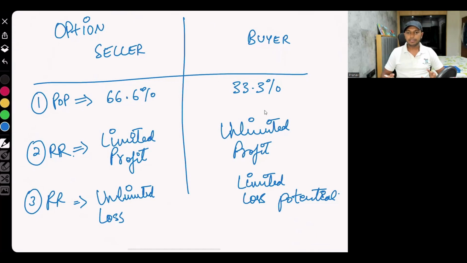Now, most people looking at this chart are going to say that, oh, an option buyer has an unlimited profit potential, so let me go and start doing option buying. Okay, but here's the biggest myth of option buyers.